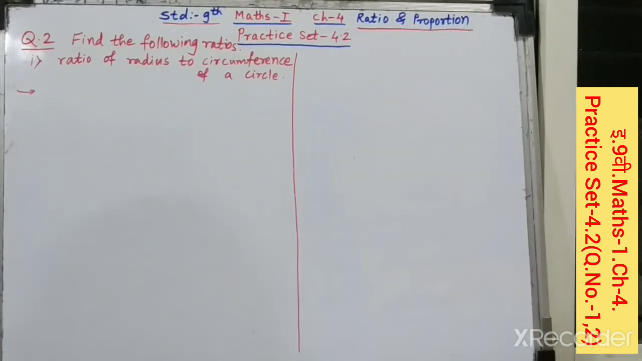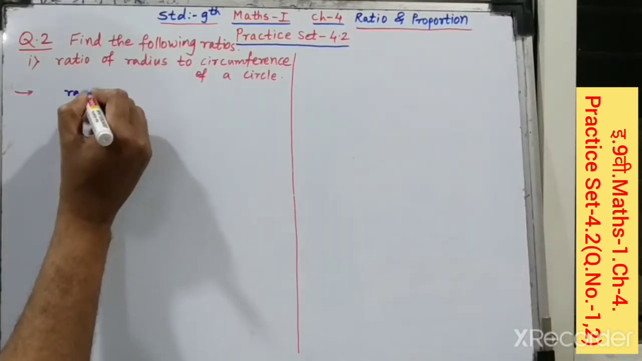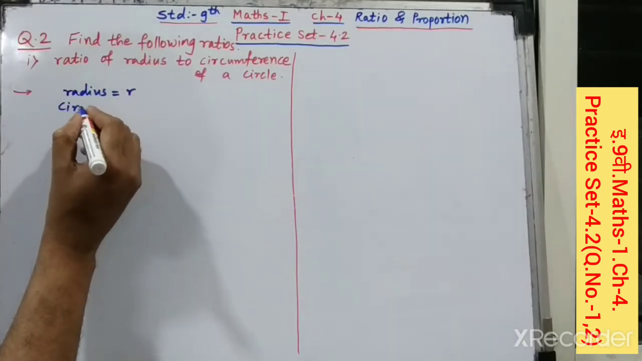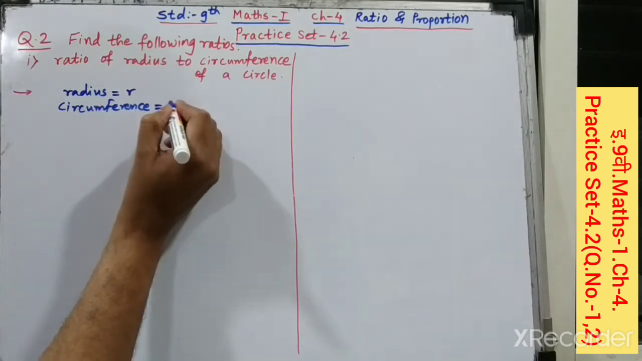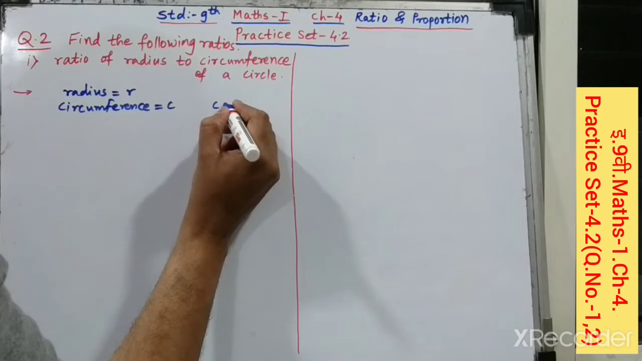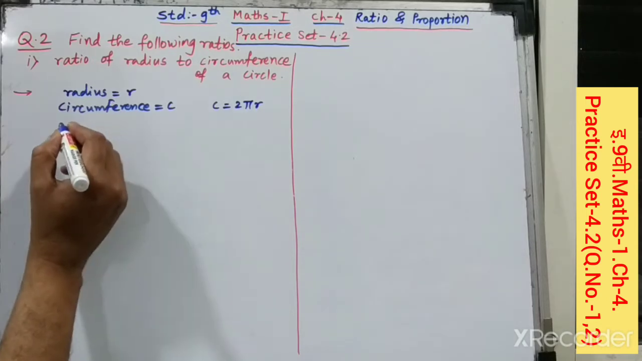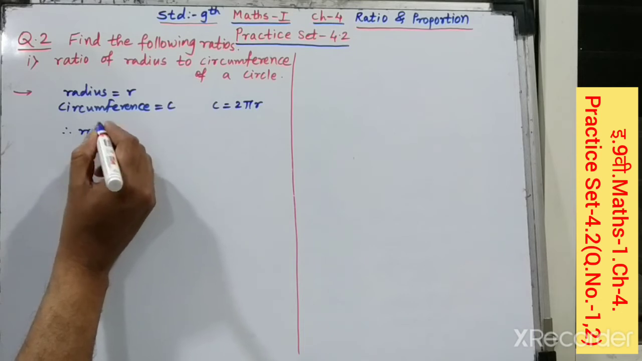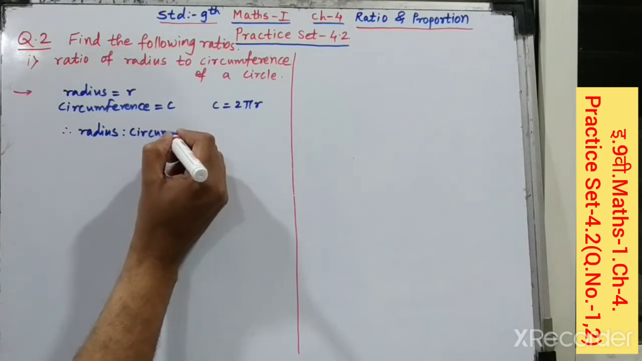Now to solve this example, let us define the letters. Here the radius of circle is denoted by letter R and circumference is denoted by letter C. And we know that the formula of circumference is C is equal to 2 pi r. So we have to take the ratio of radius to circumference. So first term is radius and second term is circumference here. So radius to circumference, we have to take this ratio.